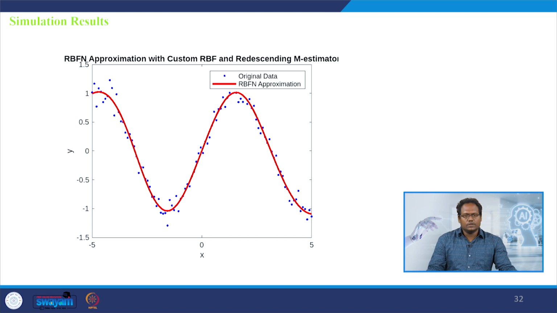Now, this is one of the simulation results that shows how the function approximation has been done with the M estimation. That is the original data, and the RBFN approximation is given by the red profile.